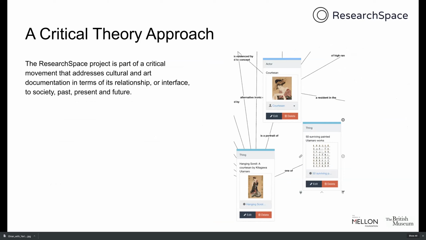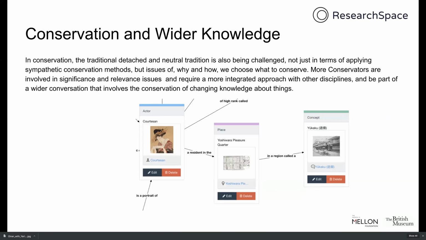And really, I think ResearchSpace is part of a critical movement that addresses cultural and art documentation in terms of its relationship or interface to society, past, present, and future. In conservation, the traditional detached and neutral tradition is also now being challenged, not just in terms of applying sympathetic conservation methods, but issues of why and how we choose what we conserve. More conservators are involved in significance and relevance issues and require a more integrated approach with other disciplines, to be part of a wider conversation that involves the conservation of changing knowledge about things.